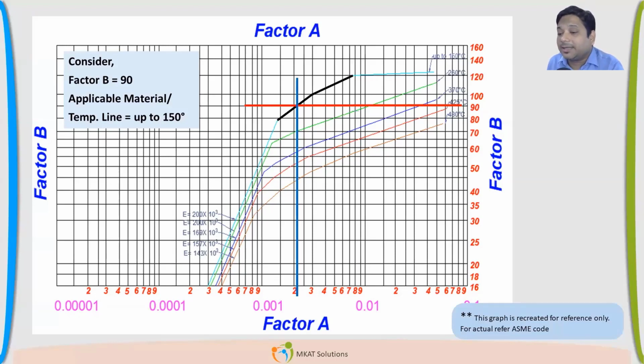Now, can anybody tell me what factor A value you will read here? Just tell me quickly what factor A you will get, because many times we struggle to read this chart. Let me quickly check. Give me this value, guys. 0.0021. Absolutely right, Himanshu. Absolutely right. So that is the value. It can be 0.0022 or 0.0021, it can vary that much.